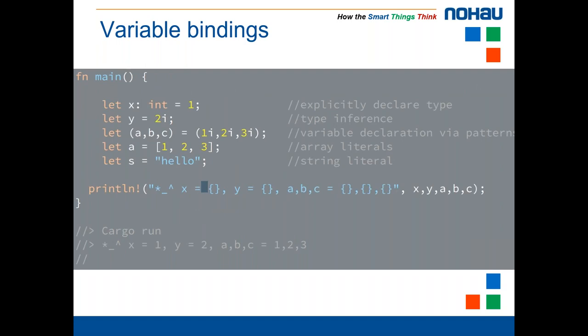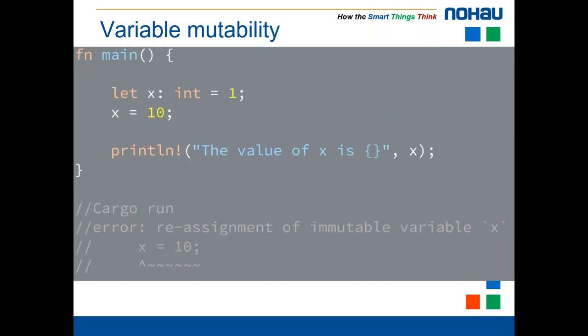And here's some more in a main function where we're assigning an integer one for x. Then we have a type inference for y, where it's 2i. And there's a variable declaration, array literals, string literal, which is more obvious than the one on the previous page. And we're printing all of this out and using the cargo run at the bottom where we're saying what's going to come out. So the print line there is, in order, inserting the variables where you see the curly braces in the quotation marks for the println. Familiar from other languages.